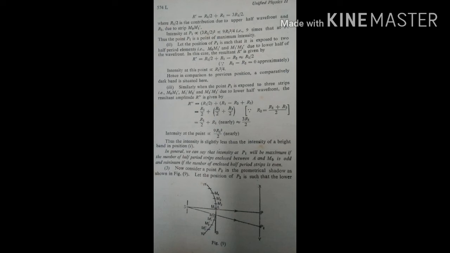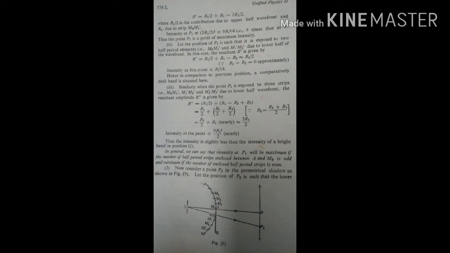Consider a point P1 on the screen as shown in figure. In order to calculate the resultant intensity at P1 due to wavefront WW', we join S to P1. The line meets the wavefront at M0. The resultant intensity at P1 will depend mainly on the number of half period strips enclosed between the point A and M0. Now the following cases are considered.